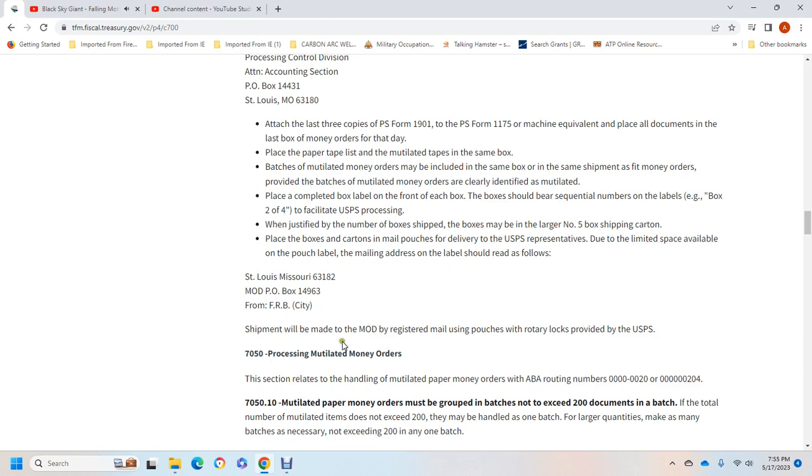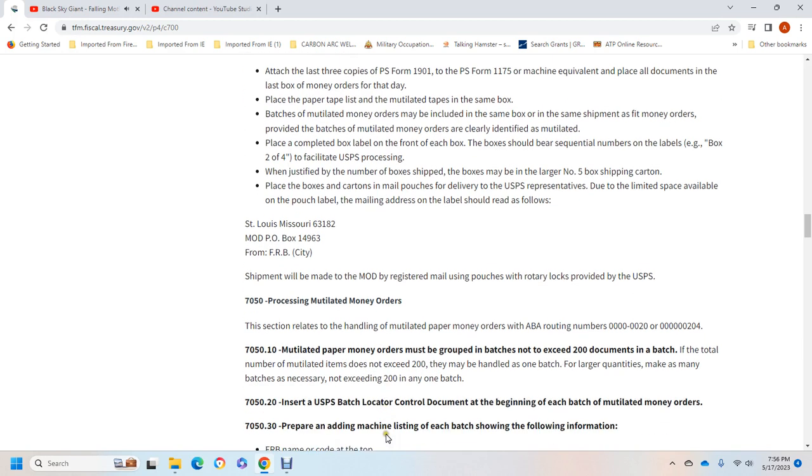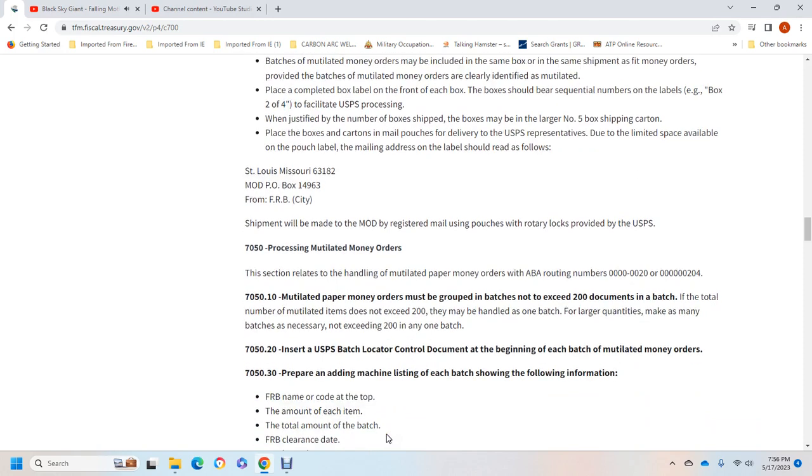Section 750, processing mutilated money orders. This section relates to the handling of mutilated paper money orders with the ABA routing numbers. Mutilated paper money orders must be batched, not to exceed 200 documents in the batch. If the number of mutilated items does not exceed 200, they may be handled in one batch. For a large quantity, more than one batch is necessary, not to exceed 200 in any batch. 750.20, insert the USPS batch locator control document at the beginning of each batch of mutilated money orders.